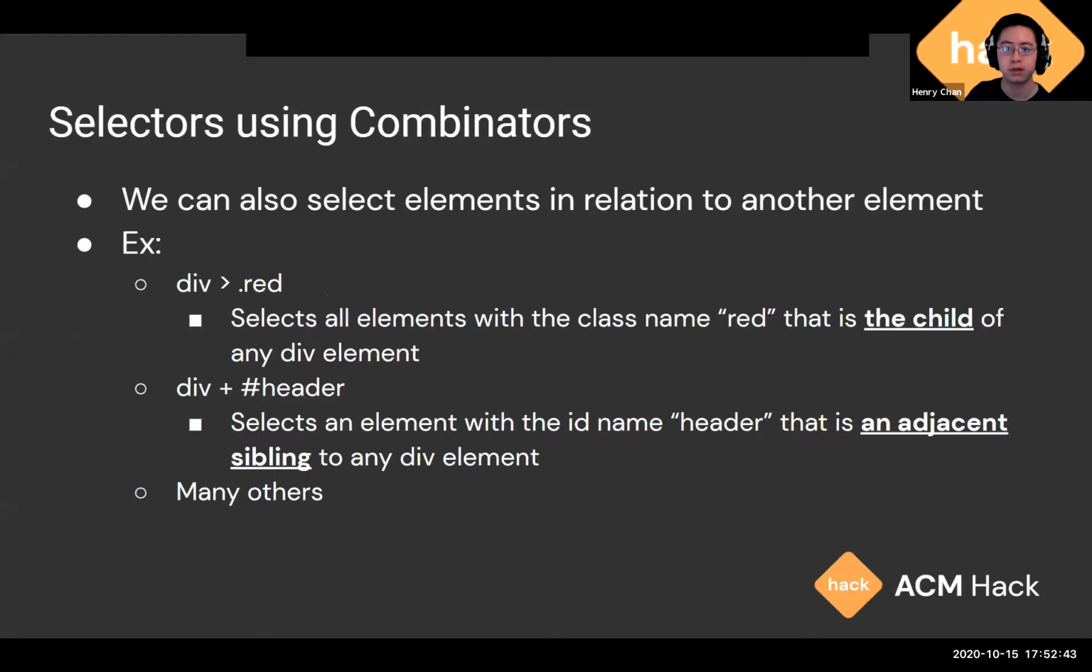Another way that we can use selectors to target different elements is by using combinators. In this way, we can select elements in relation to another element. For example, if we wanted to select all elements with the class name red that are the child of any div element, we could use the right angle bracket: div > .red. And then we could also do other things like selecting an element with the ID name of header that is an adjacent sibling to any div element. So this would be any element that is directly adjacent to a div element. You can do that with div + #header. There are many other combinators that we can use, but for now, we won't spend too much time on this.